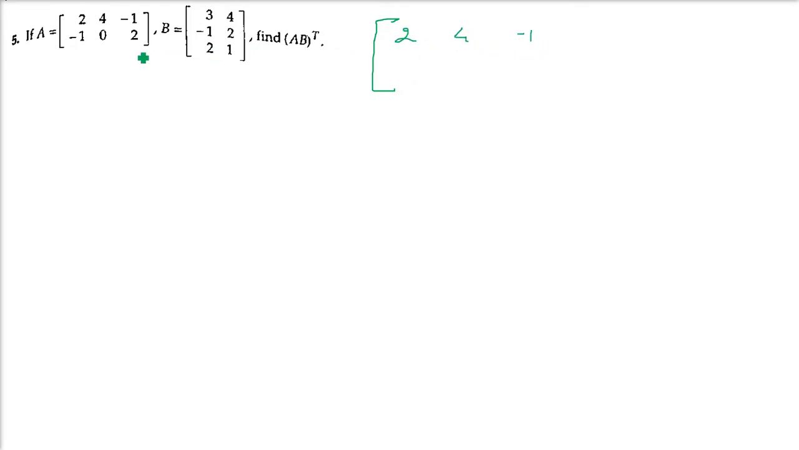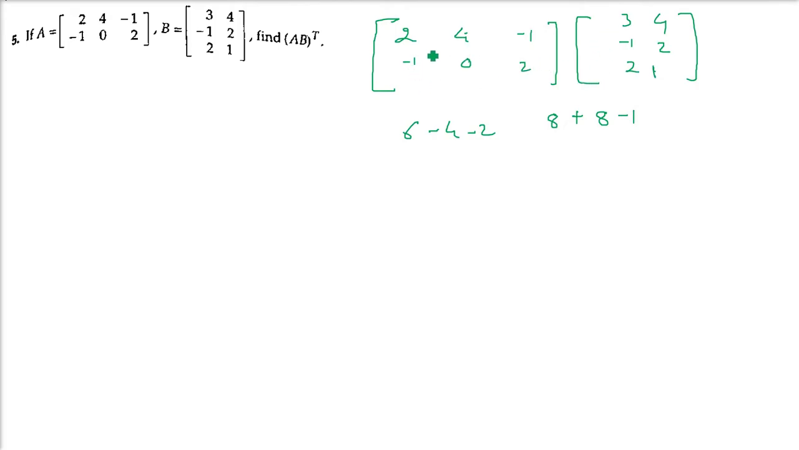This is 2, 4, negative 1, negative 1, 0, 1, negative 1, 0, 2. Then we have 3, 4, negative 1, 2, and 2, 1. First row with first column: 2 into 3 is 6, 4 into minus 1 is minus 4, 2 into minus 1 is minus 2. Now first row with the second column: 2 into 4 is 8, 4 2s are 8, minus 1 into 1 is negative 1. Now second row with the first column: negative 1 into 3, 0 leave it, 2 into 2, 4. Now second row with the second column: minus 1 into 4, minus 4, 0 leave it, 2 into 1 is 2.